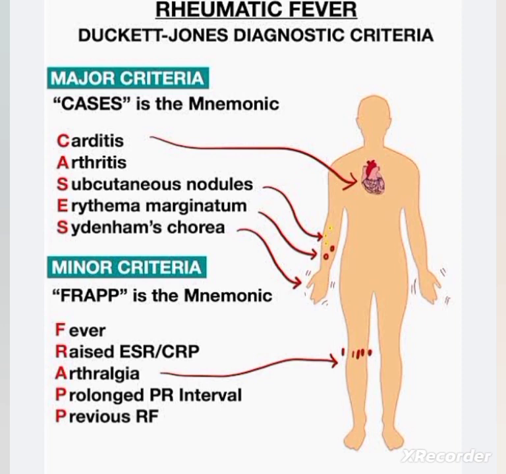Next one, Sydenham's chorea. It is characterized by involuntary movement, especially of the face and limbs, muscle weakness, and disturbance of speech and gait. So that is the major criteria.